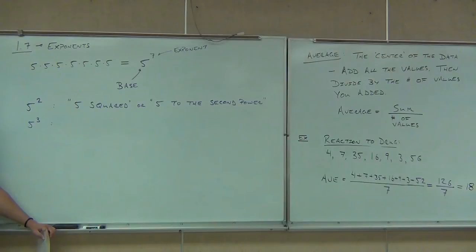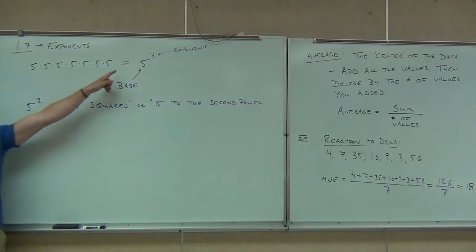This is 5 to the third, or 5 cubed. How much is that? 125. How'd you get that? Multiply 5 times 5 is 25, times 5 is 125. Yeah. So when we have 5 to the third, it literally means 5 times 5 times 5, right? Is it going to be 15? No. No.